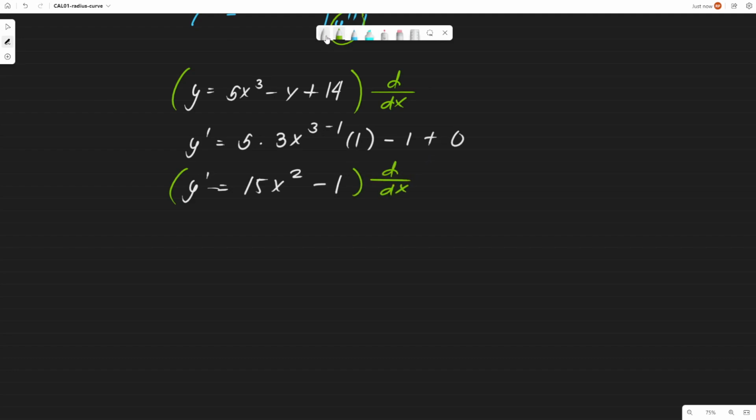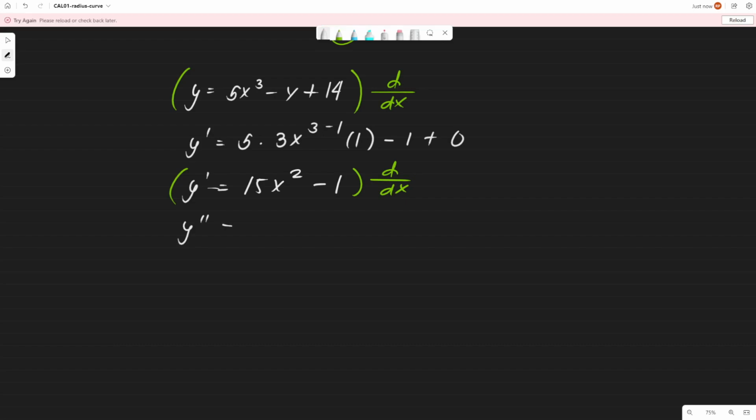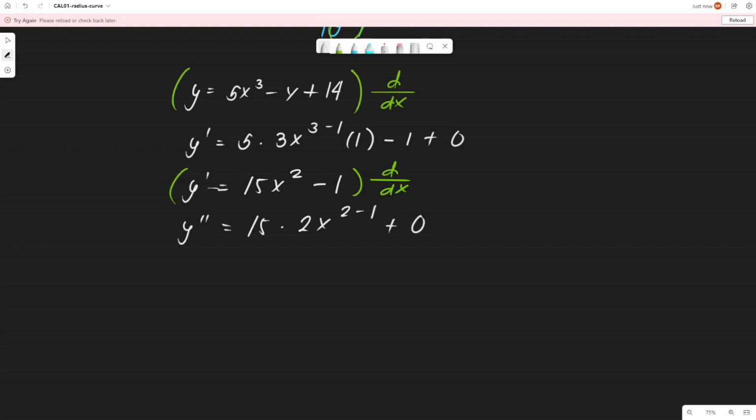So y double prime, again, this is the chain rule. We have 15 times 2x raised to 2 minus 1. The derivative of negative 1 is simply 0. So simplifying, we have y double prime is equivalent to 30x. 2 minus 1 is 1, so our 30x is okay. So we have here our y prime, and this is our y double prime. So, plugging it into our equation.